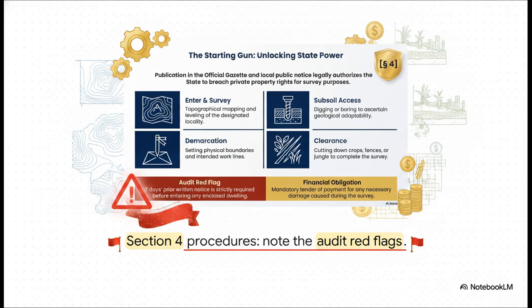But hold on, because here is a massive audit red flag you need to watch out for. You absolutely must give exactly 7 days prior written notice before entering any enclosed dwelling. Plus, there's a strict financial obligation attached. You have to make a mandatory tender of payment for any necessary damage caused during that survey, like, say, accidentally cutting down a farmer's standing crops. If you overlook this, well, you've essentially failed the compliance test at Step 1.